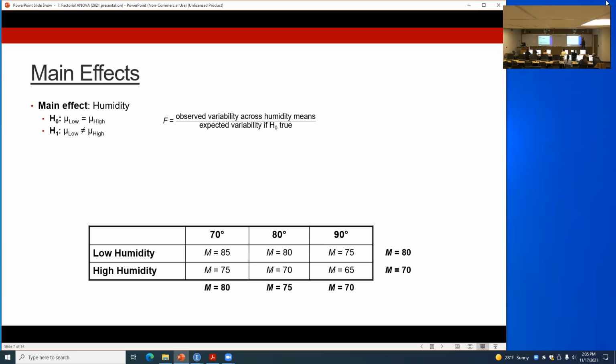If the hypothesis is true, the means are going to be identical to one another, even if humidity really has no impact on performance. No, probably not. There's probably going to be a little bit of a difference, right? But the variability I'm seeing across these means starts to really exceed what I would expect just due to random sampling error. That's when my F statistic, that F ratio, is going to start getting larger.